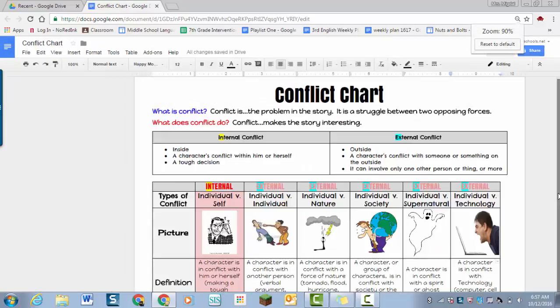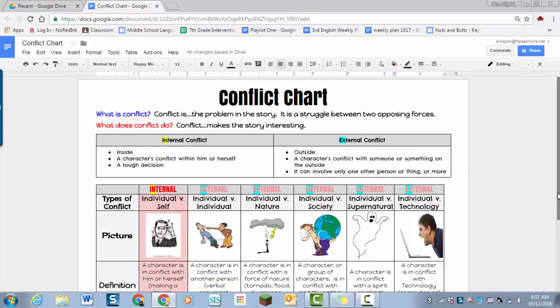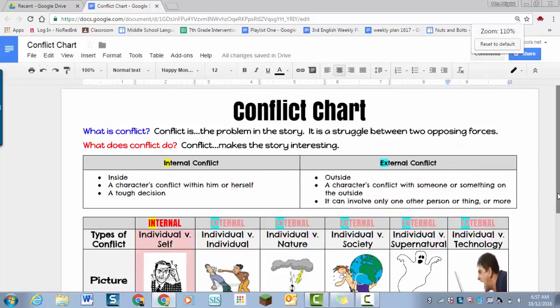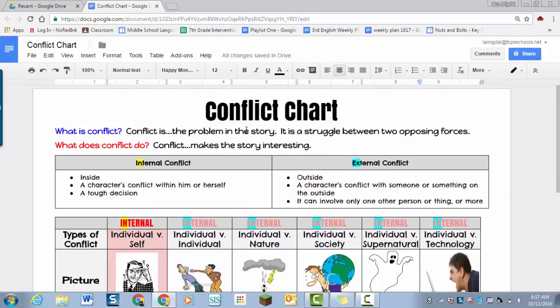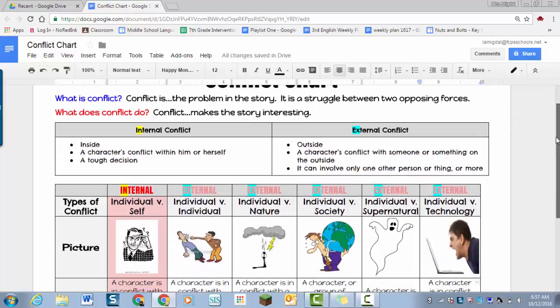Okay, so let's talk about conflict. There are some things you need to know. First of all, what is conflict? Conflict is the problem in a story. It's a struggle between 2 opposing forces, that protagonist and that antagonist. We've talked about those words. What does a conflict do? It makes the story interesting. It not only makes it interesting, it makes the story. So remember that. If you don't have a conflict, you don't have a story.